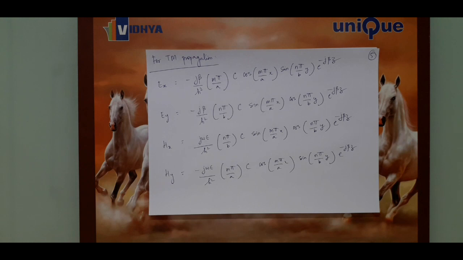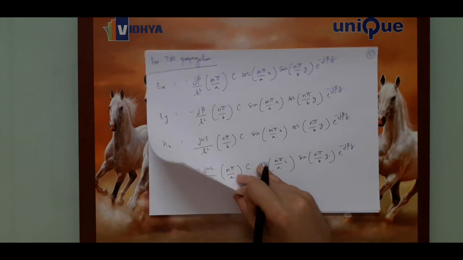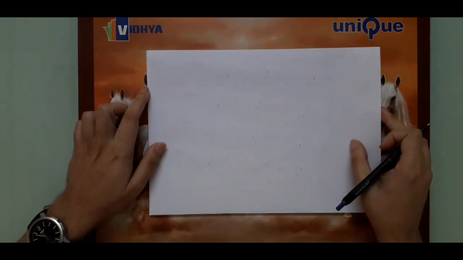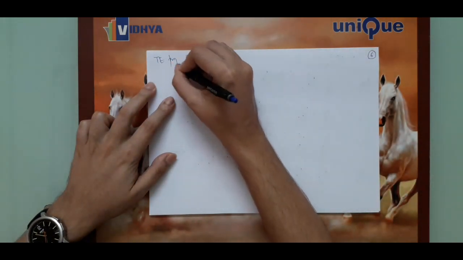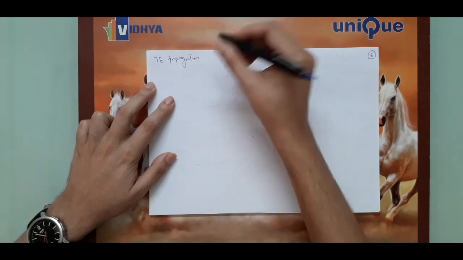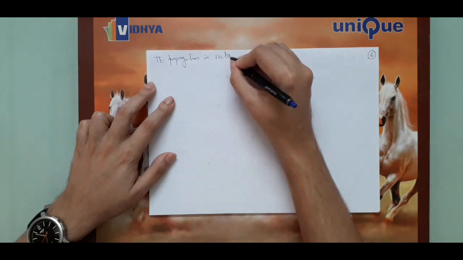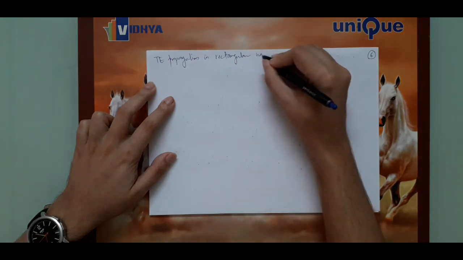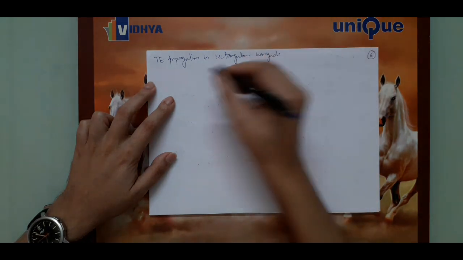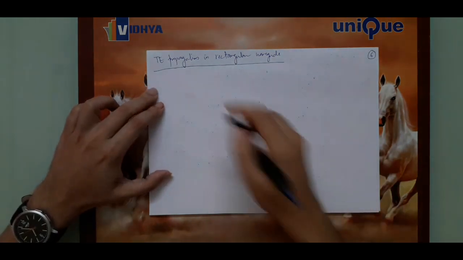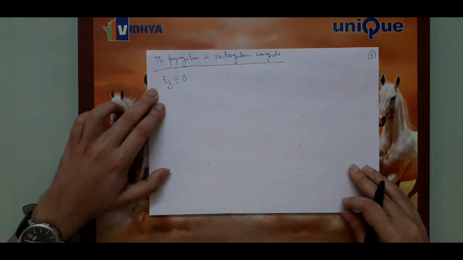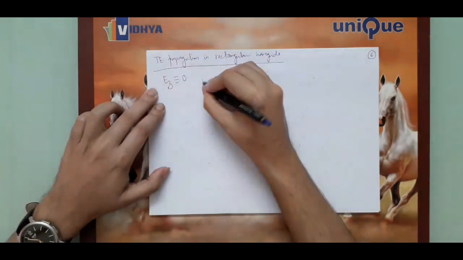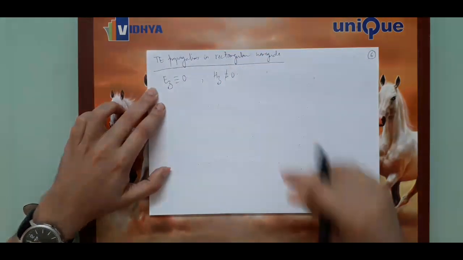What about TE? The TE propagation in rectangular waveguide. In TE propagation, as you know, there should be no electric field component along the direction of propagation. So Ez must be 0 while Hz is non-zero.